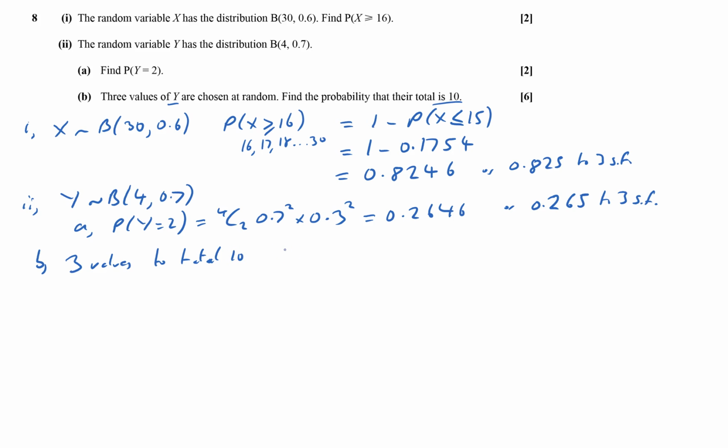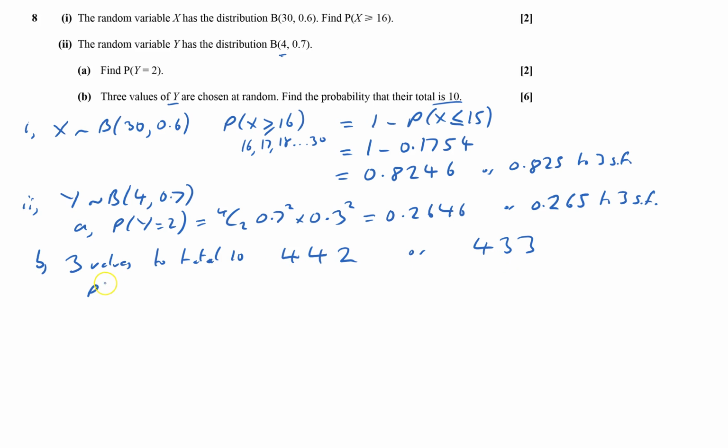So how could we get that? Well, you can only get 4 successes at most. So we could get 4, 4, 2, or we could get 4, 3, 3. We can't score more than 4 because there's only 4 trials. So therefore it's going to have to be one of those 2.